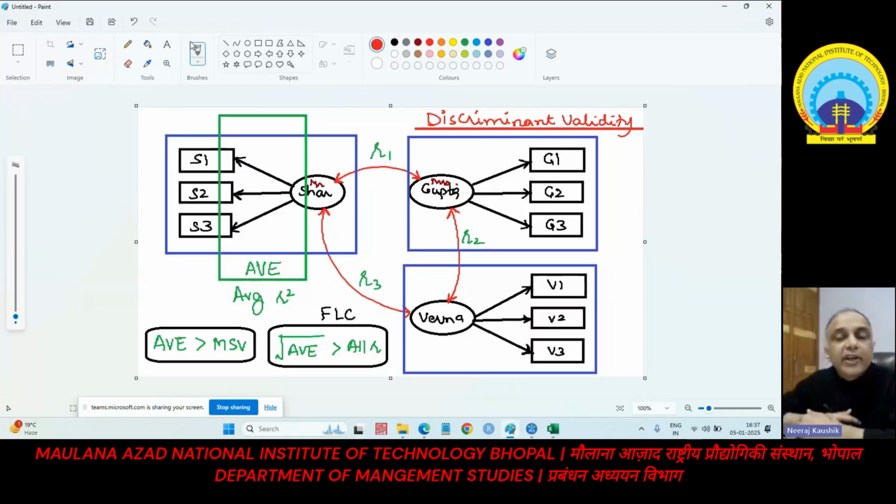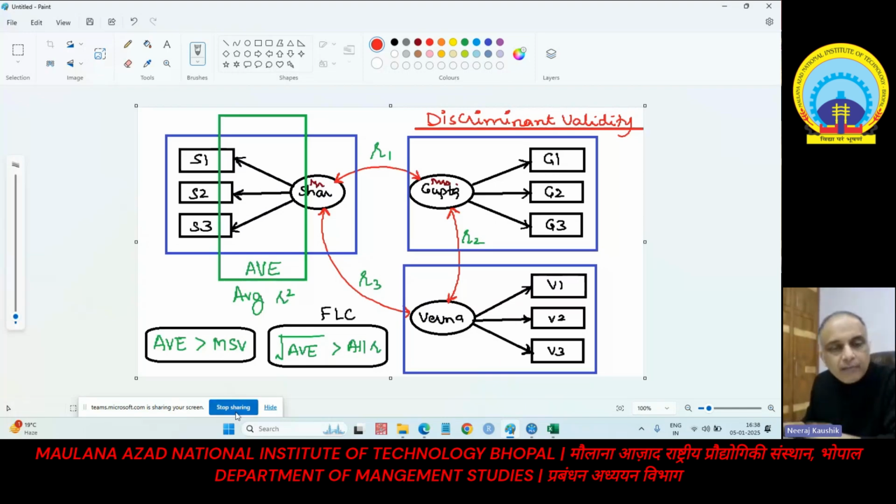What if discriminant validity is violated? The constructs are saying we are very, very closely connected. Please see if they are all independent variables. Can it be the case of a higher order construct? Can you think of the higher order construct? If not, then you will find there will be some statements which are connected highly with some other statements. And this will be called cross-loading. And cross-loading should be removed.